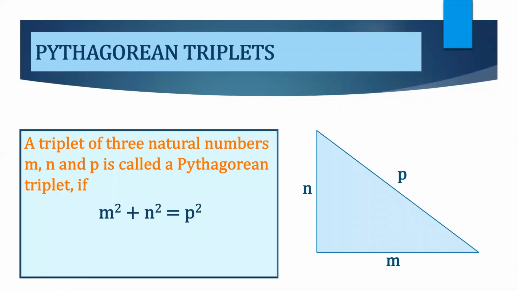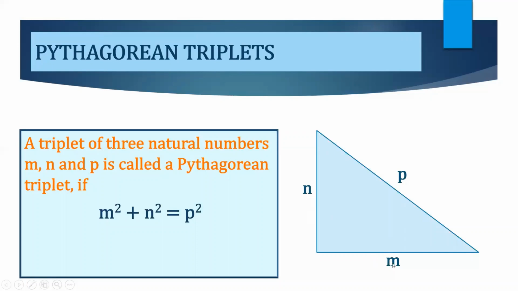Next topic is Pythagorean triplets. Students, you all are aware of a right angle triangle, right? So here for this right angle triangle, we have P as hypotenuse, M is base, and N is height. So P square, that is square of hypotenuse, is equal to sum of square of base and square of height.